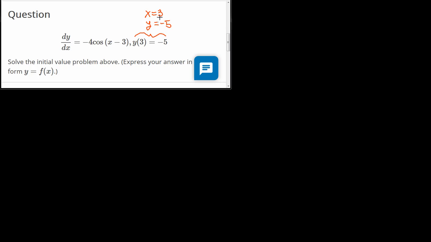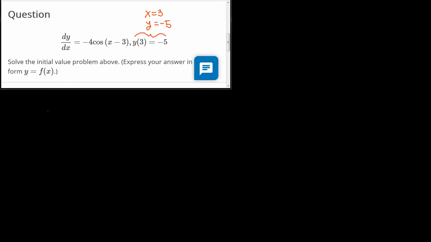So basically they're giving us a point on the graph, and they're giving us the derivative. And from that, we're supposed to be able to uniquely identify what the function is. So all right, how are we going to do that?